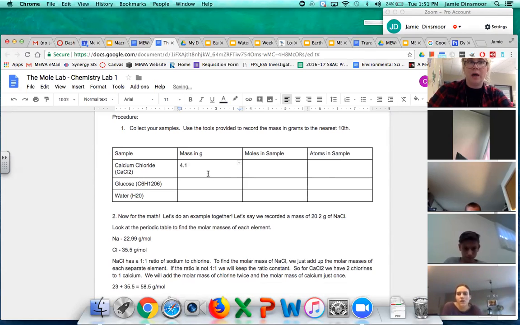Now notice that the scale doesn't go further than that. It only has 2 sig figs. We are going to be staying with 2 sig figs for every single one of these, which is going to feel limiting, right? You're going to want to put all the decimals, but you don't have to. Okay, so that was the mass of calcium chloride.